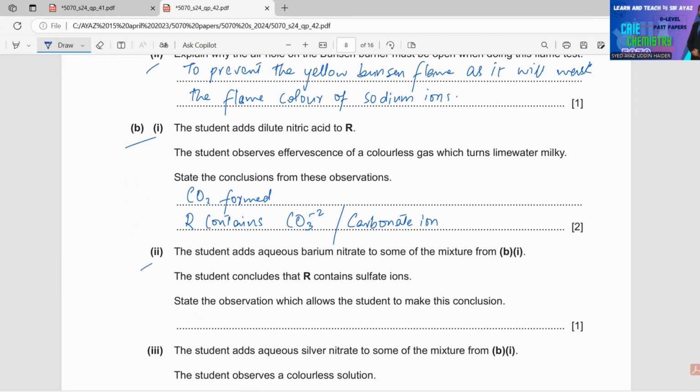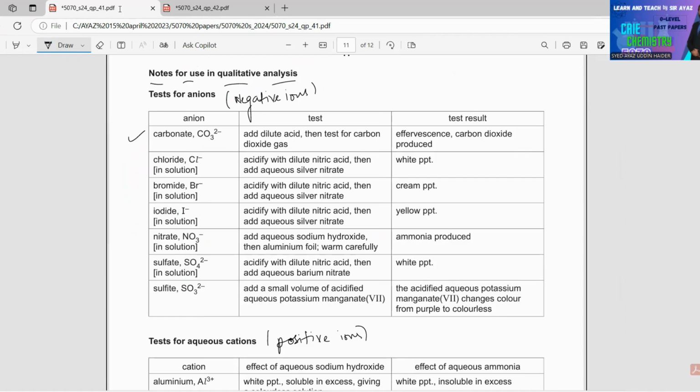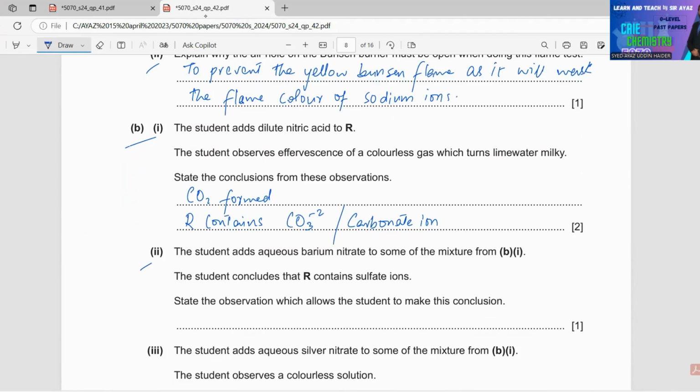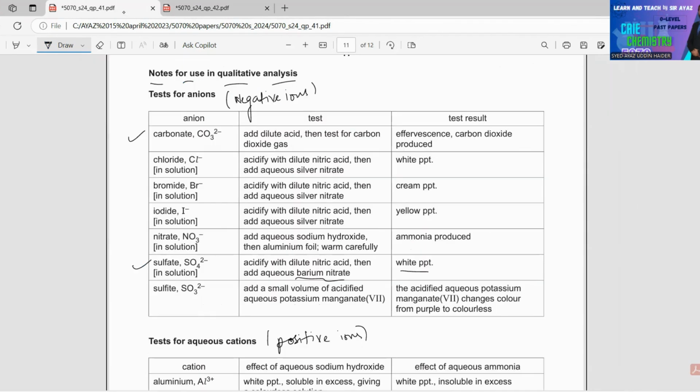Number 2. The student adds aqueous barium nitrate to some of the mixture from B1. The student concludes that R contains sulfate ions. State the observation which allows the student to make this conclusion. So if you look at the test for the sulfate ion, the test with barium nitrate gives a white precipitate. So I will write white ppt.